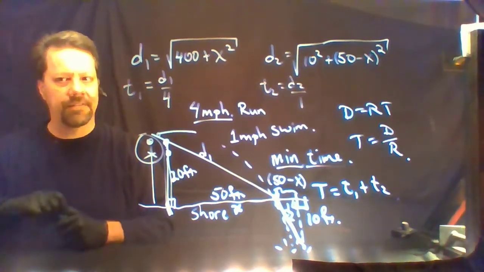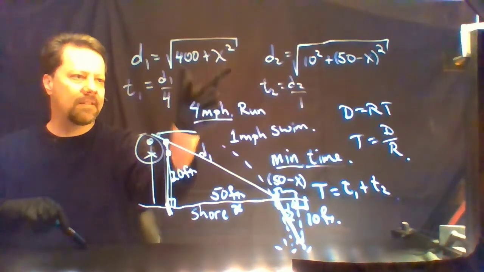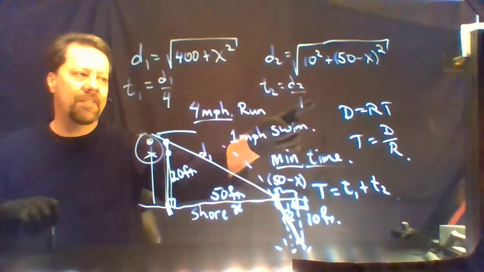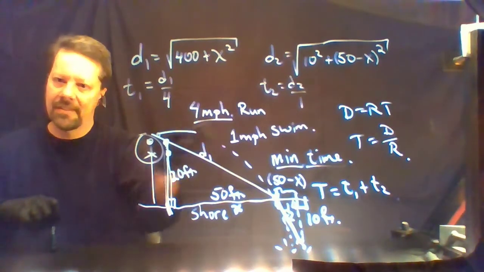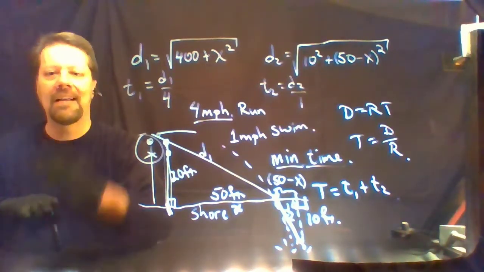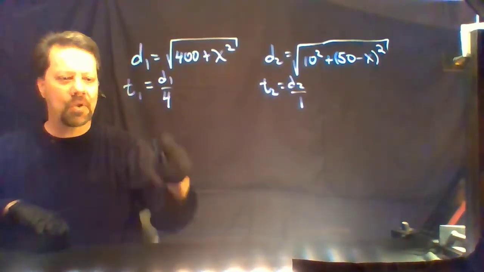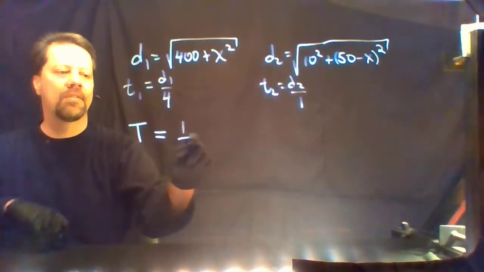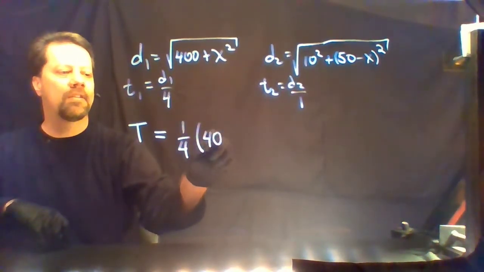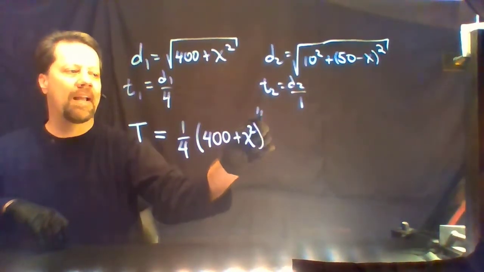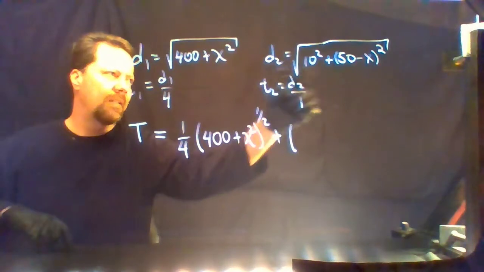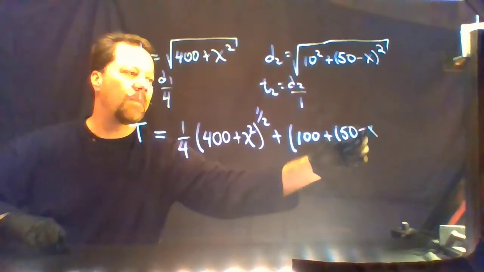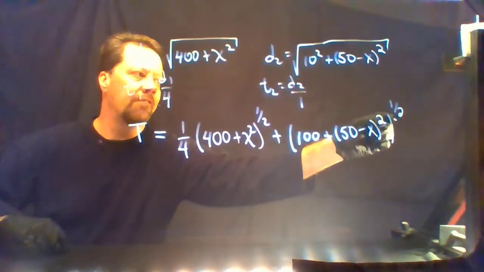Now, the units are a little off here. These are measured in feet. 4 is measured in miles per hour. But I think you'll see that we could multiply each of these by a conversion factor. When we add them together, the conversion factor can be factored out and canceled off. The total time, the thing that we're now trying to minimize, is the sum of these two things. 1/4, I'll write this as 400 plus x squared to the power 1/2, plus, and we'll write this as 100 plus 50 minus x squared, all to the power of 1/2.